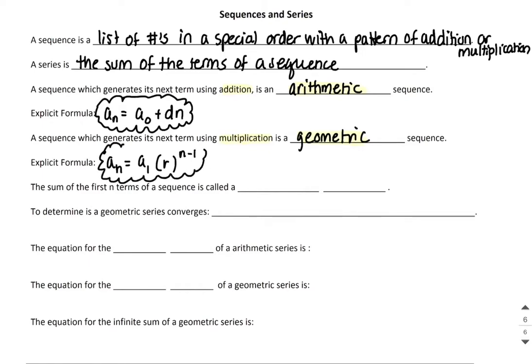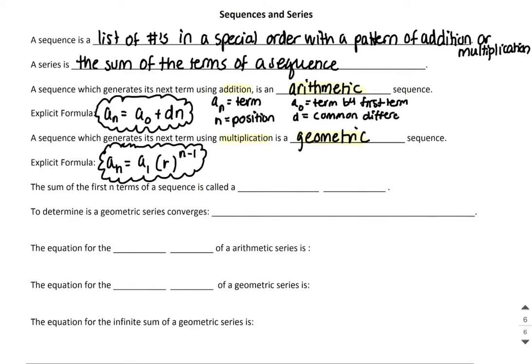A sub n for both of these explicit formulas represents what the actual term is. N represents the position. So a sub n is equal to the term, and n is equal to the position. Here I have a sub 0, the term before the first term, and d is the common difference. The added things that I have in this next explicit formula is a sub 1 is the first term, and r is the common ratio.